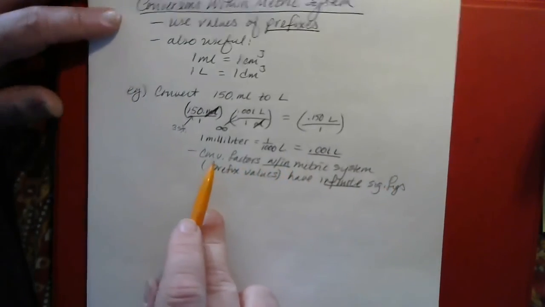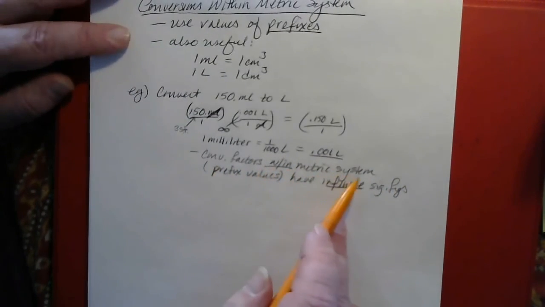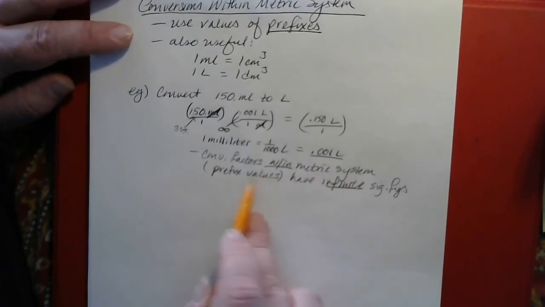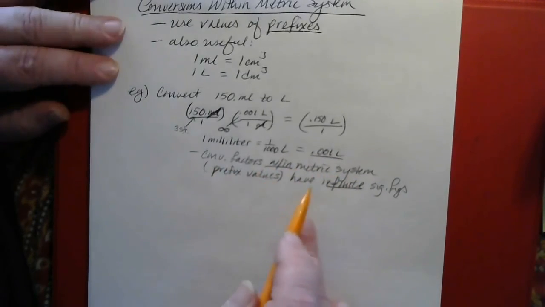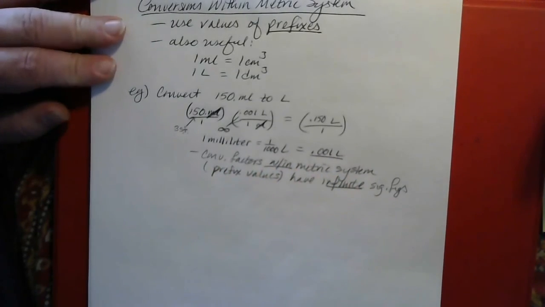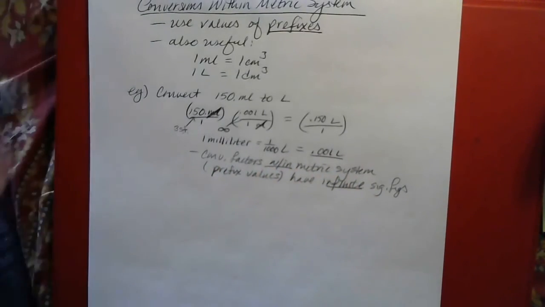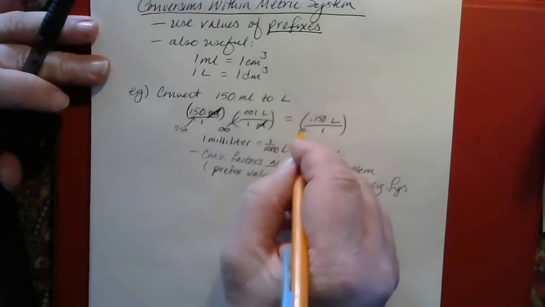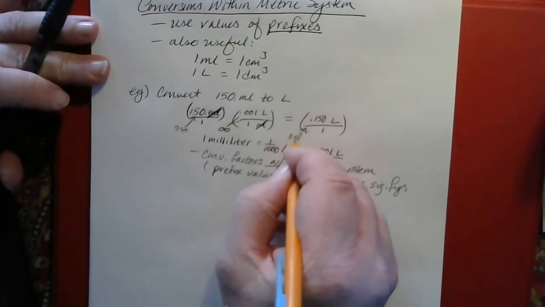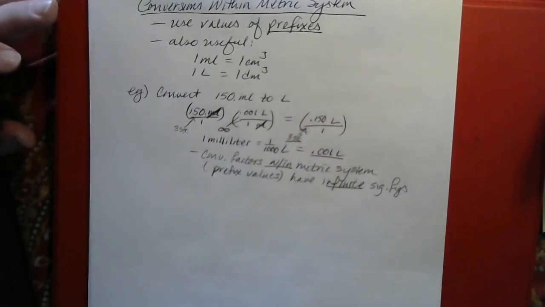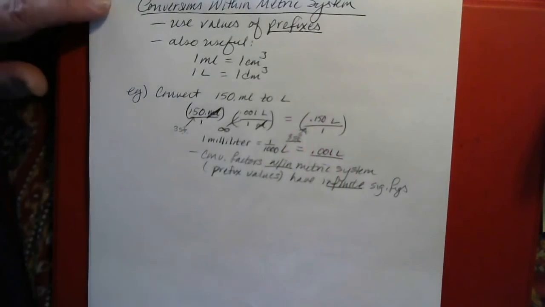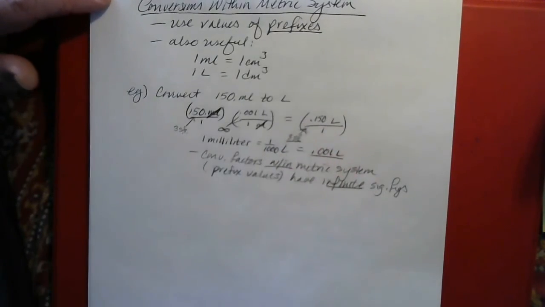So remember, conversion factors within the metric system, in other words, the values of the prefixes in the metric system, have infinite significant figures. And so the answer should have 3 significant figures, which just happens to be what 0.150 has. Remember, the 0 at the end counts because there's a decimal point.